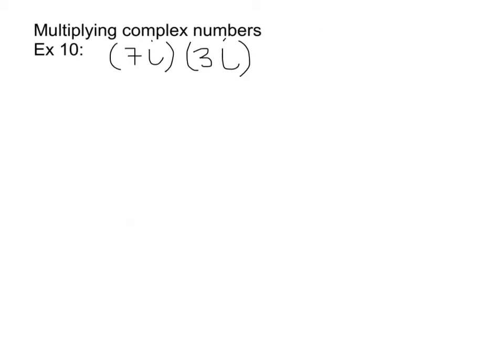Now we are going to multiply complex numbers. So our first example is going to be 7i times 3i. So we're going to multiply 7 times 3, and that gives me 21. And then we're going to take i times i, which is going to give me i squared. Okay, one of the very first slides we wrote down that i squared equals -1, so I'm going to replace i squared with -1. And then 21 times -1 gives me an answer of -21.